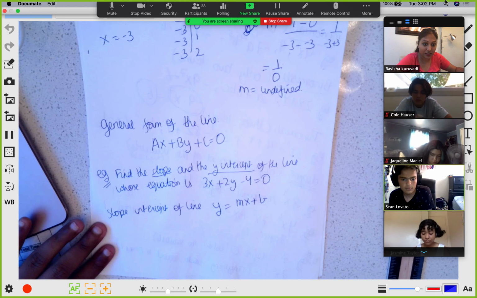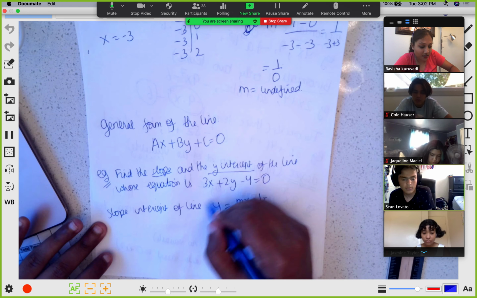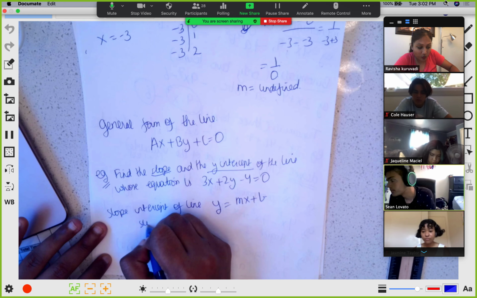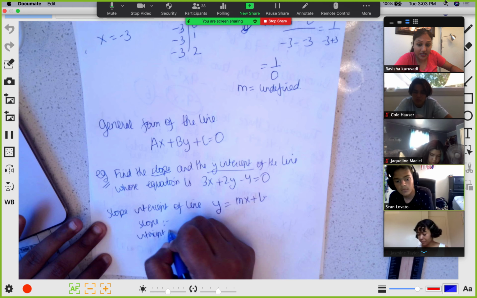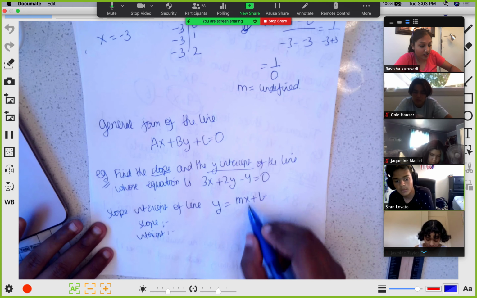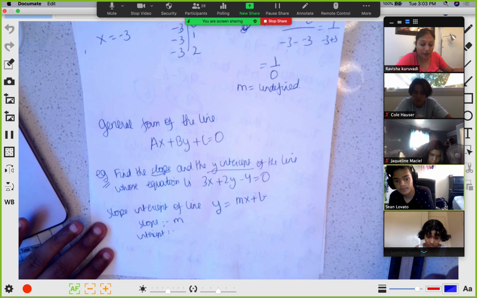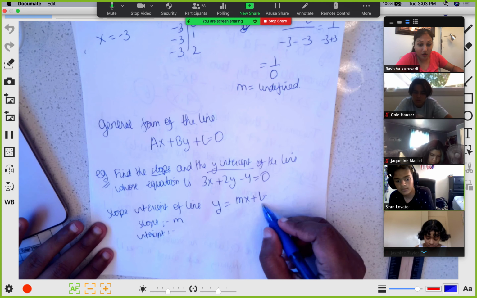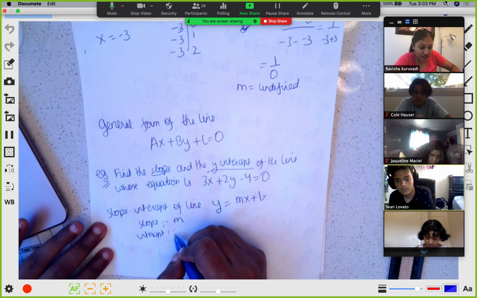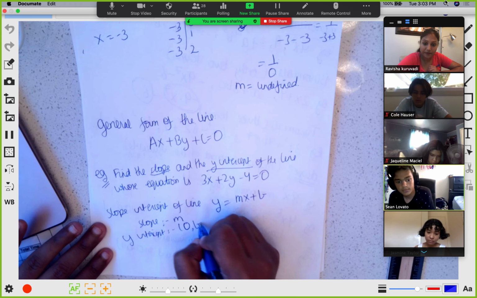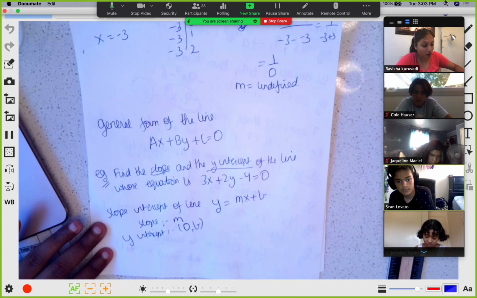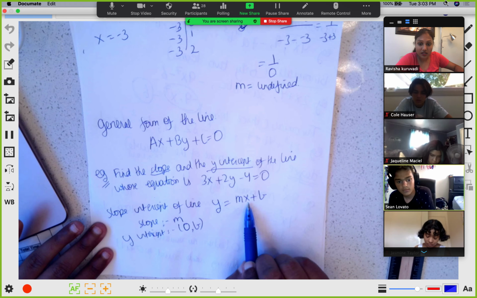0 comma b. So if this equation is given and I ask you to find the slope and the y-intercept, you should see and tell me directly what it is. Whatever is next to x will be my slope. Here it is m. And for the y-intercept, x is always 0 and then y will be b. So if the equation is in this form, I directly know my slope and my y-intercept.